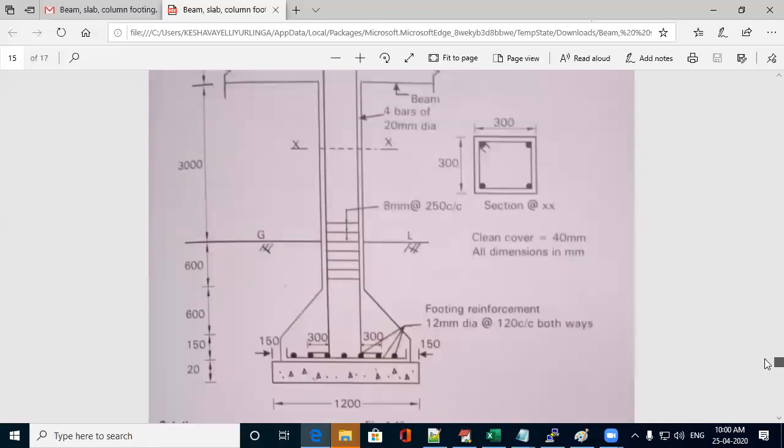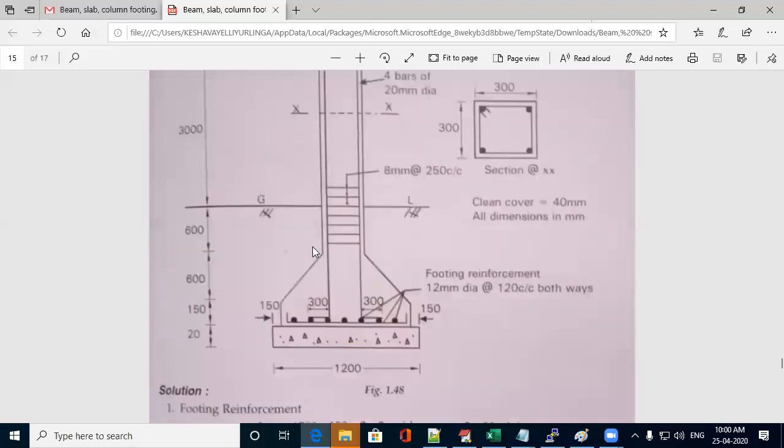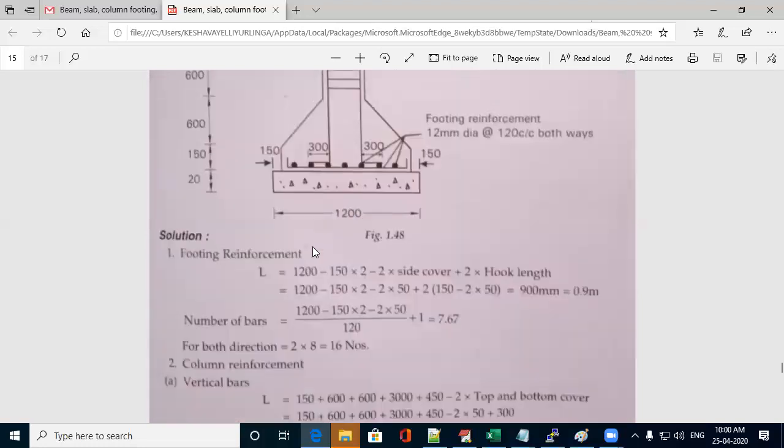Before we go to the reinforcement, let us see the depth of the column. You have to take only from neck to this beam. Don't take the depth of the beam to calculate the concrete quantity. Okay, now the concrete quantity is over. Now let us find out the detail of the reinforcement.